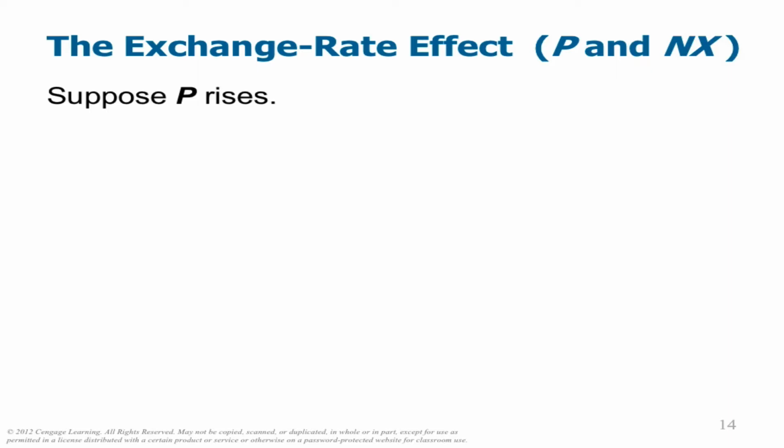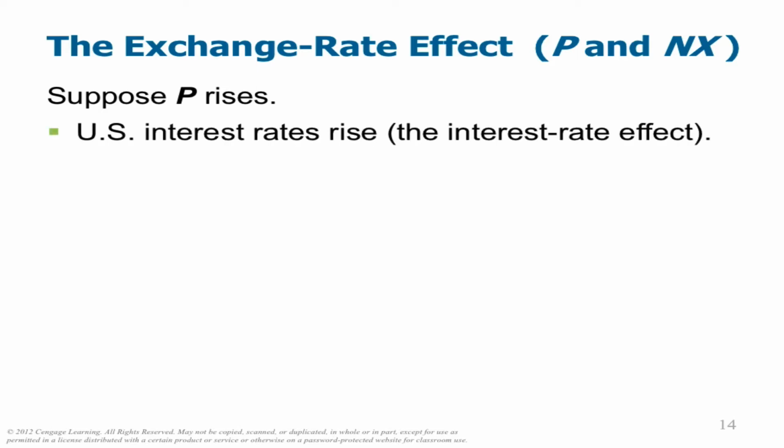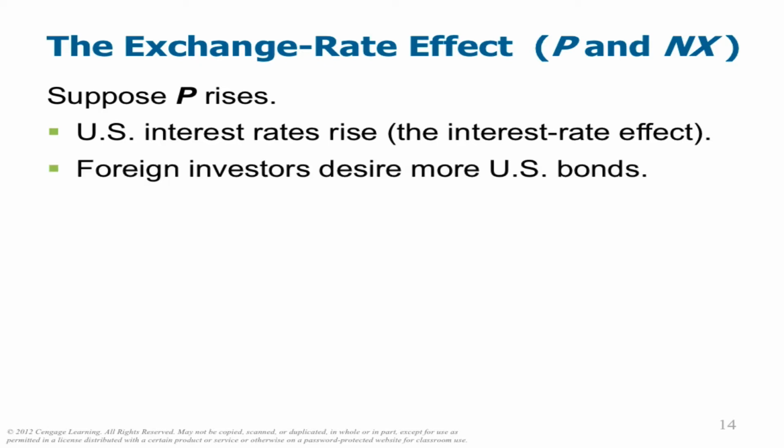Okay. Price level rises. All of this would go the other direction if I were saying price level falls. Right? So, when the price level rises, our interest rates rise for all of the things that we just discussed. Foreign investors now want to buy more bonds from the U.S. because they are paying more out because interest rates have risen. Yay! Interest rates have risen.